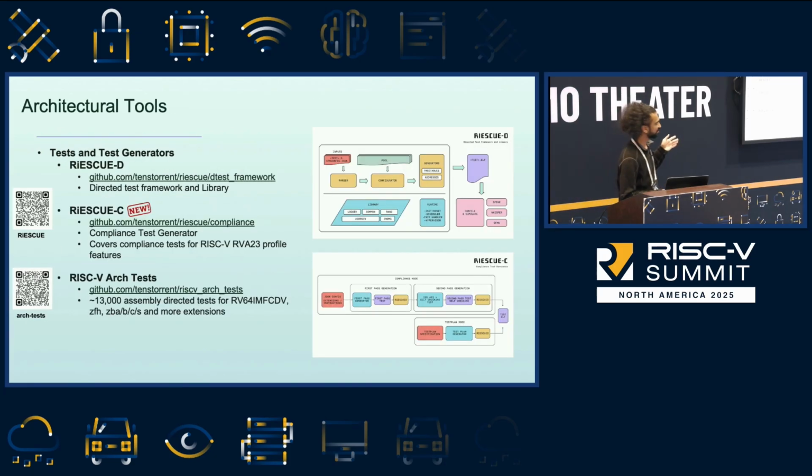Moving forward to architectural tools, I had a talk yesterday on RISC-V, but we have a couple of test generators. RISC-V is the directed test framework, and RISC-C is the compliance test generator. I highly recommend you go check it out. We open sourced last year around 13,000 assembly-based test cases. That's available on GitHub as well.